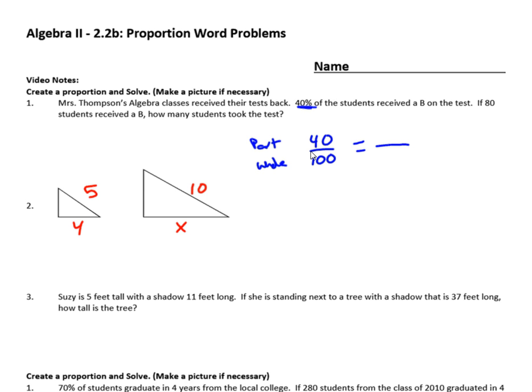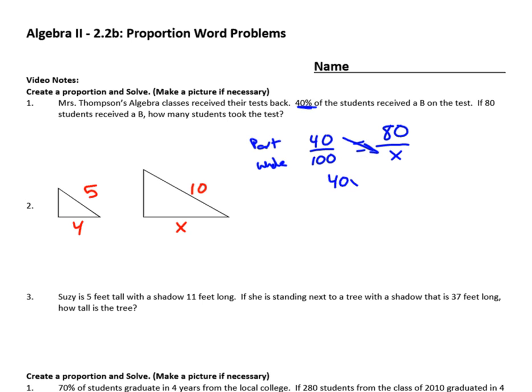Then if 80 students received a B, how many students took the test? So my part is 80. I had 80 students that got the B, and I want to know how many of them took the test. What's the whole number of students that took the test? Okay, so there's my proportion. So now I'm just going to need to solve this.